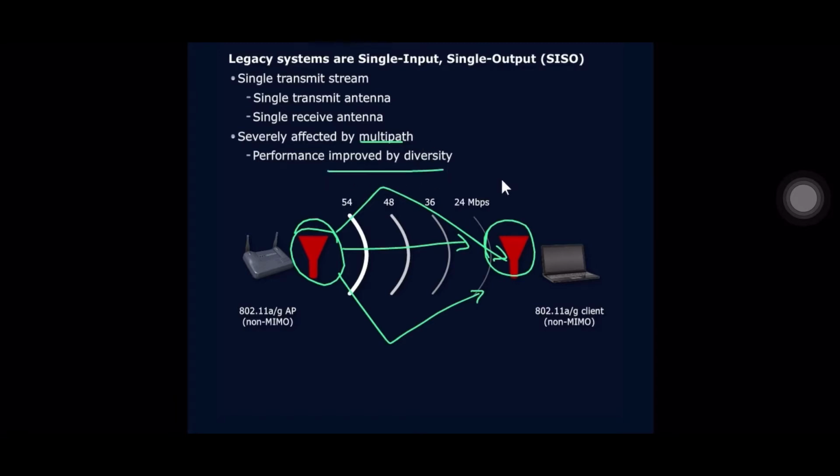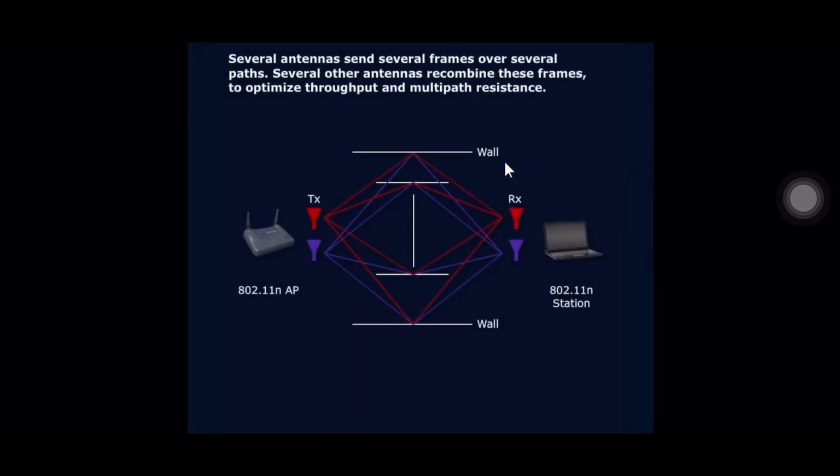Performance improved by diversity. Again, you can have multiple antennas, which does help to pick the best one, but you're still just using one. Now we move to MIMO. All right, this is what we have when we have an 802.11n or an 802.11ac configuration. What we're going to do is have several antennas on each side, preferably.